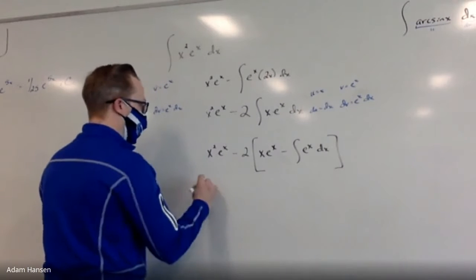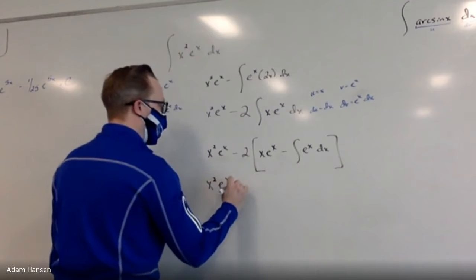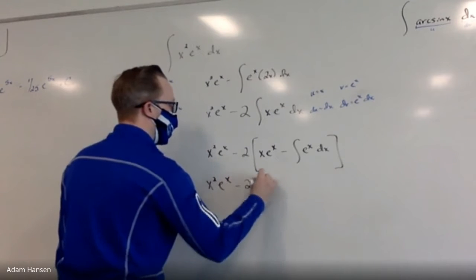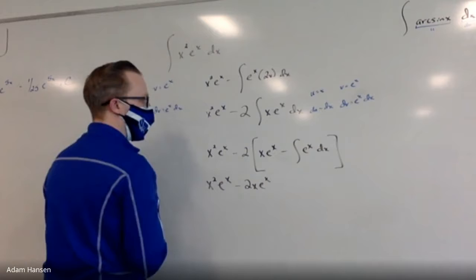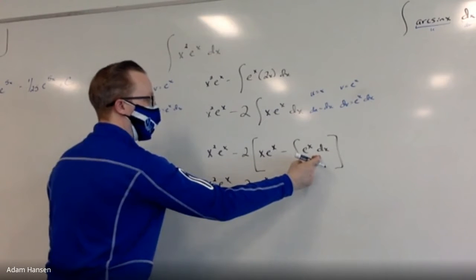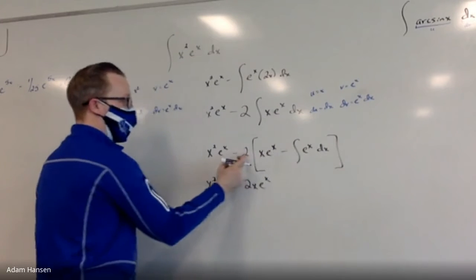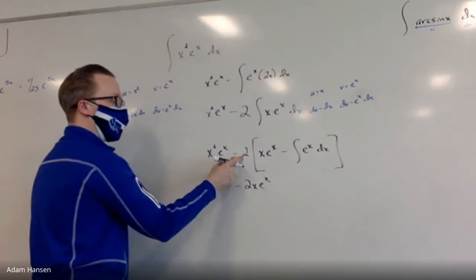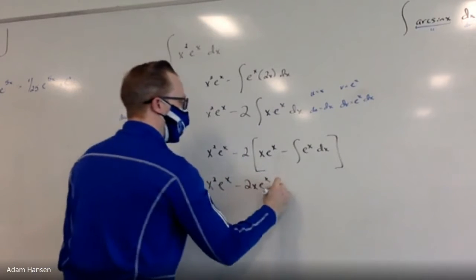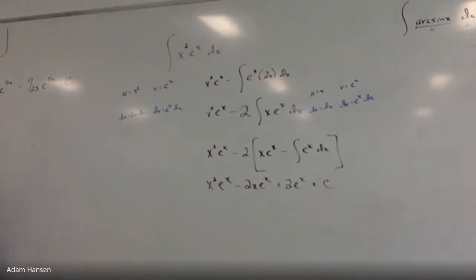Let's see what we got here. X squared e to the x to keep bringing down, minus 2x e to the x. What's the antiderivative of e to the x dx? E to the x. I have minus e to the x, it's an extra negative 2 multiplier out in front, so plus 2 e to the x plus c. Finish that up.